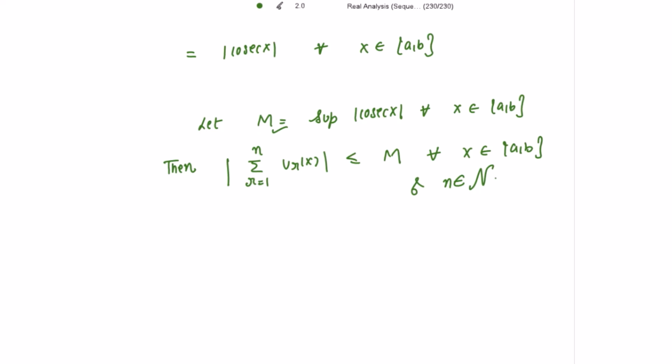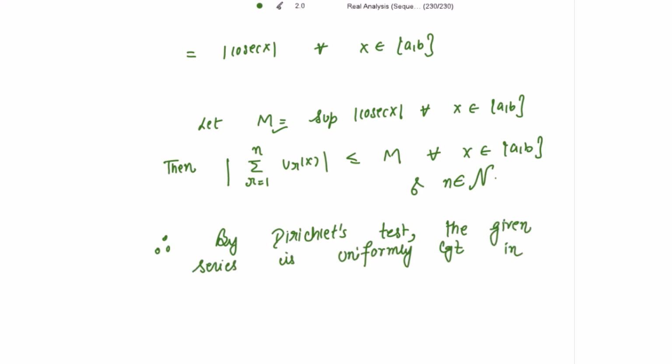Now both the conditions of the Dirichlet test are satisfied, so we write that therefore by the Dirichlet test the given series is uniformly convergent in the given interval, that is 0 less than a less than or equal to x less than or equal to b less than pi.